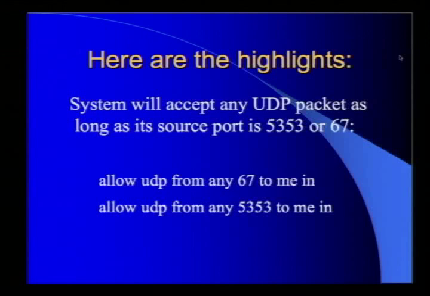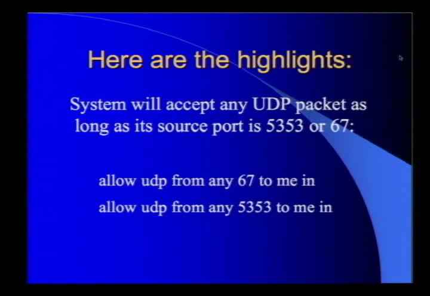The first problem we found is these two rules. What they say is, if the source port is set to one of two popular protocols, one is 5353, which is zeroconf, Bonjour, Rendezvous, whatever you want to call it this month, then let it in. And the other one says, if this packet's coming from a DHCP server, let it in. Okay, what's weird about that?